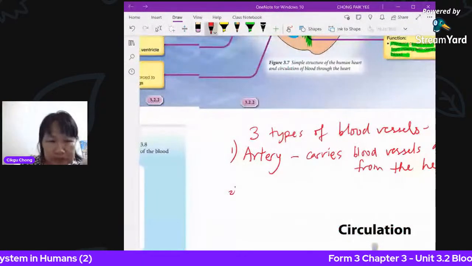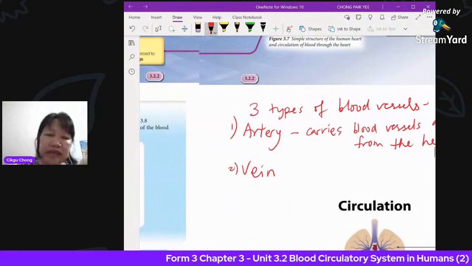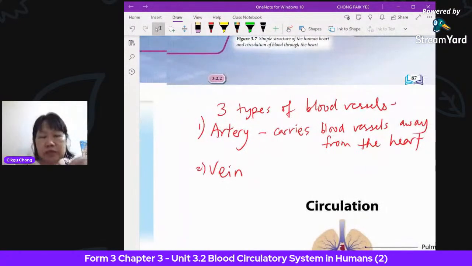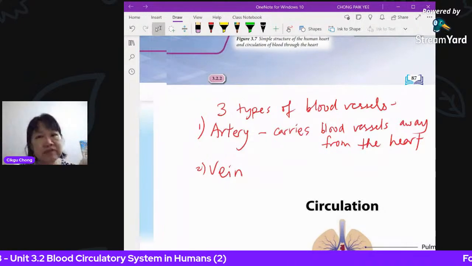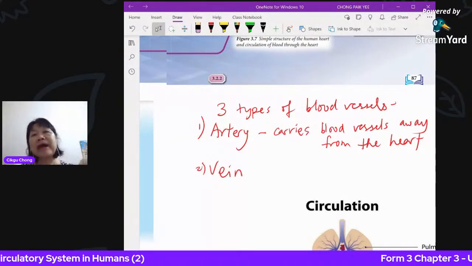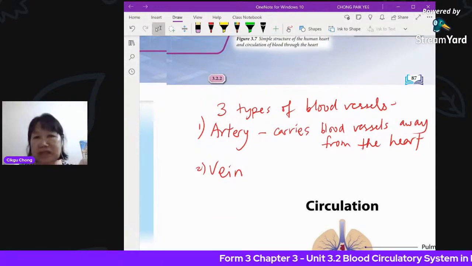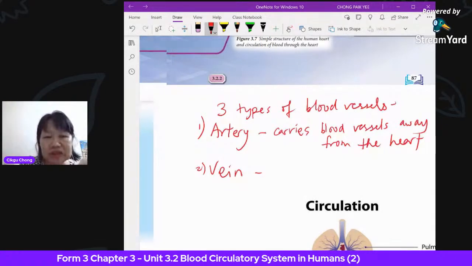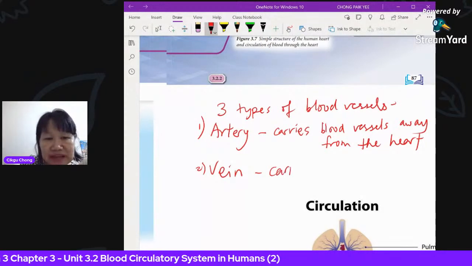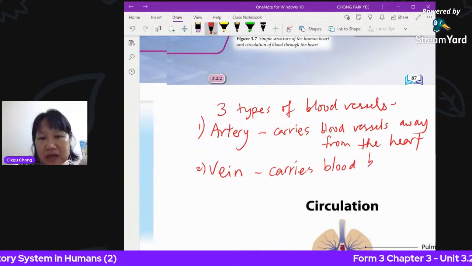Now the second one, let's talk about the vein. The second one is called the vein. Now vein has the opposite function. You have artery carrying blood out of the heart, then you must have another blood vessel to carry the blood back to the heart. You come out, there must be another blood vessel to bring the blood back into the heart. So that one is called a vein. So vein carries blood back to the heart.